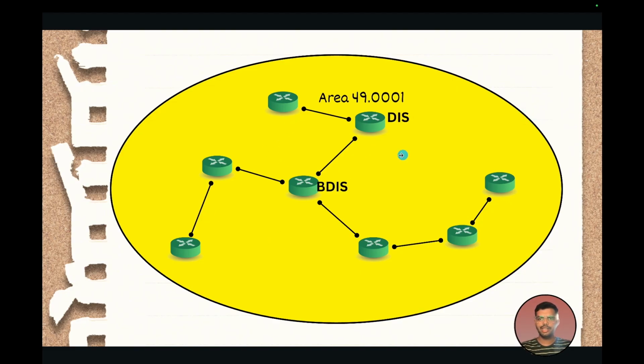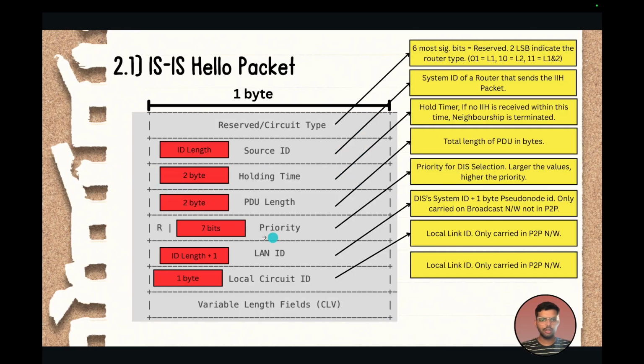Similarly, we have something called DIS and BDIS, the designated intermediate system and the backup designated intermediate system. That is the same concept we have seen in OSPF for DR and BDR. For illustration purposes, you can consider that this is area 49.0001. So that's how DIS and BDIS are important when we talk about this priority field over here in the hello packet.